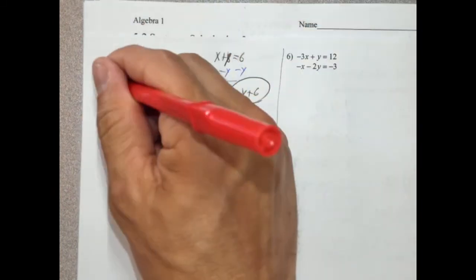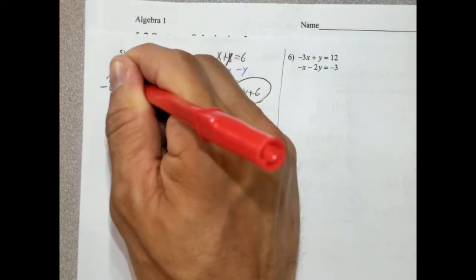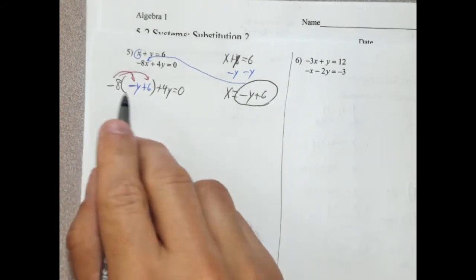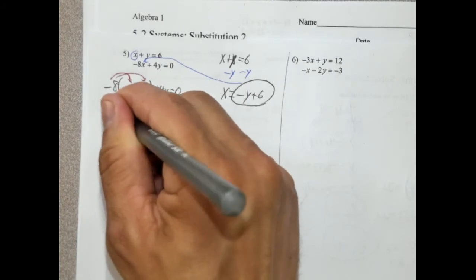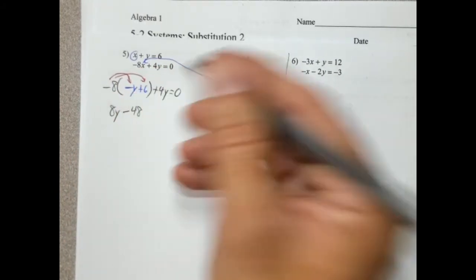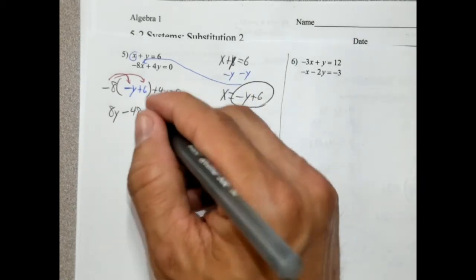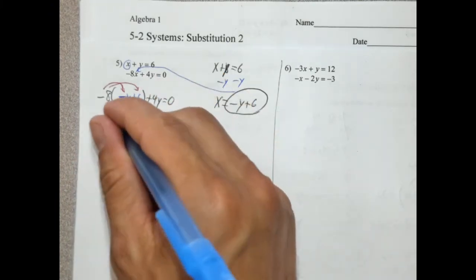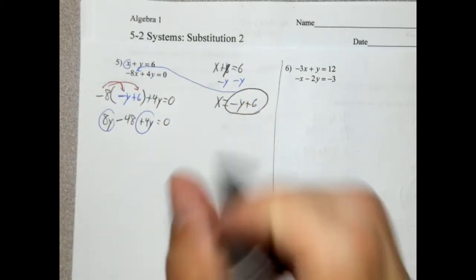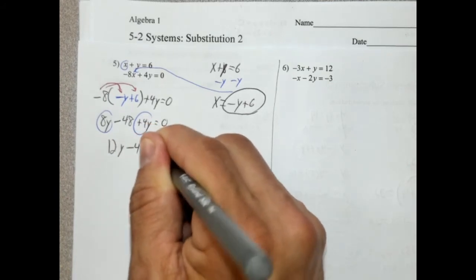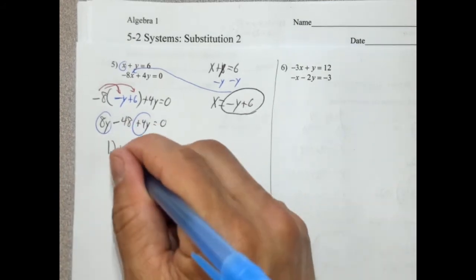that negative 8. So just pay attention to our signs here. Don't forget we have a negative 8, so we have to pay attention to our signs. So negative 8 times negative y would be positive 8y. Negative 8 times positive 6 would be negative 48, or minus 48, same thing. Bring down the 4y, bring down the 0. So now we're going to combine like terms. So we have 8y and 4y. That's going to give us 12y. So 12y minus 48 equals 0. And now we're going to add 48 to both sides.